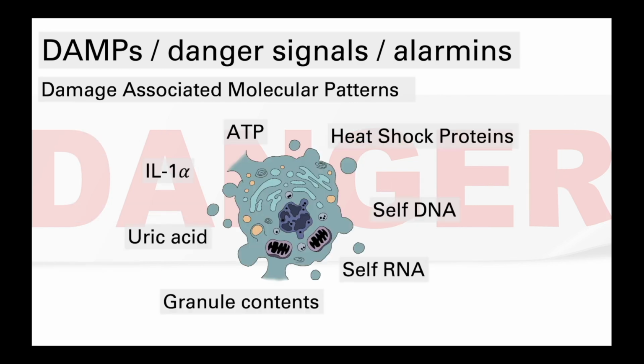A lot of the DAMPs also bind to toll-like receptors and NOD-like receptors, although there are numerous specific receptors that are beyond the scope of this video. Examples of DAMPs include the release of interleukin-1 alpha, ATP, self-DNA or self-RNA if found in unexpected cellular locations, and the contents of granules from neutrophils and macrophages, amongst other things.